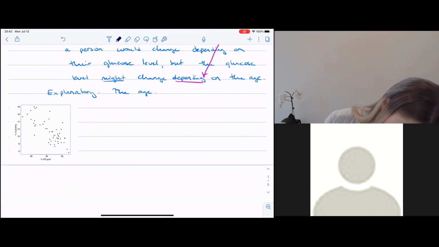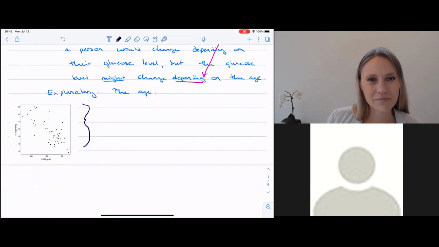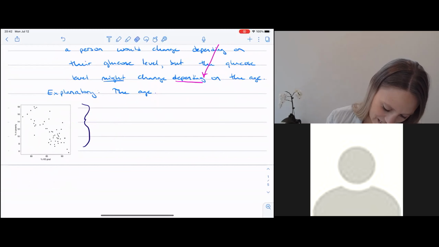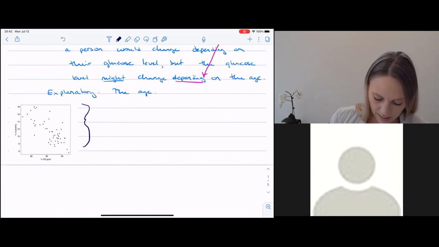Oops, that's not a curly bracket. My left-hand curly brackets always look reasonable. My right-hand curly brackets, not so much.